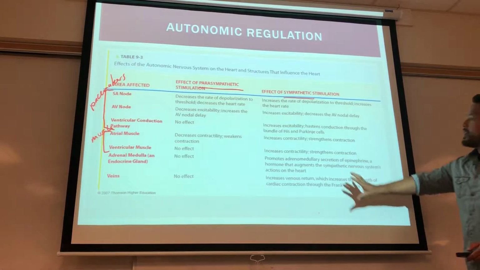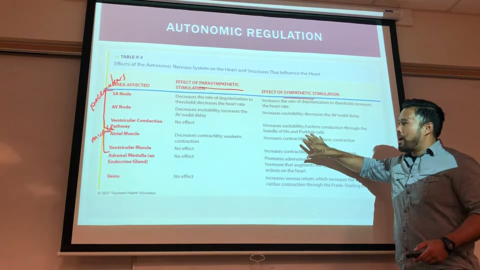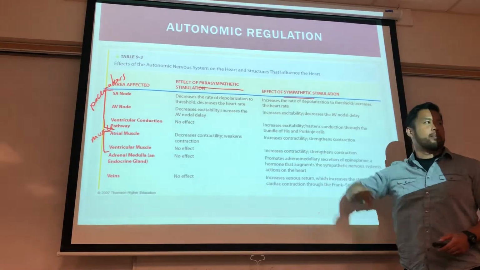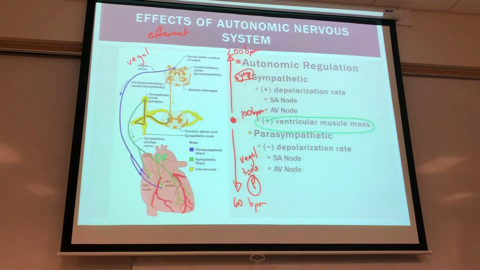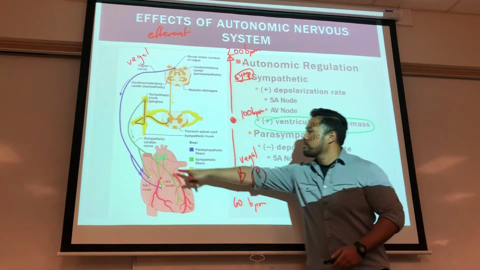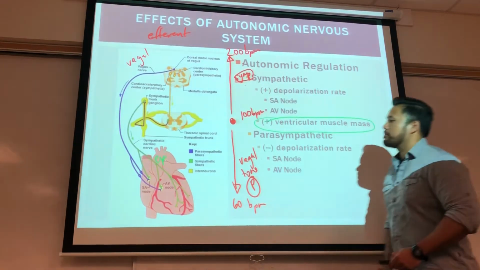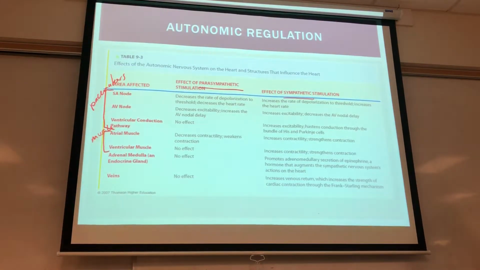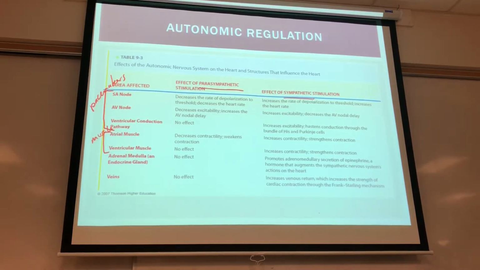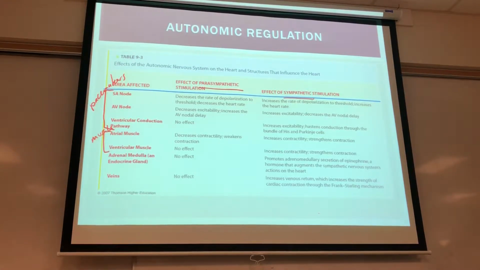Summing that all up, increased contraction of the atrial as well as the ventricular muscle due to sympathetic output. And that, again, can be visualized based on this right here. Sympathetic output to the muscle cells. With that, we will move on to the next slide.